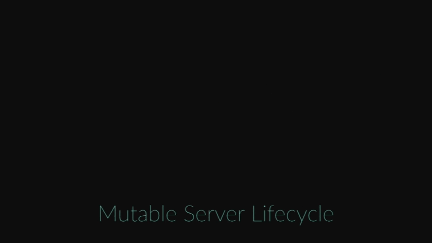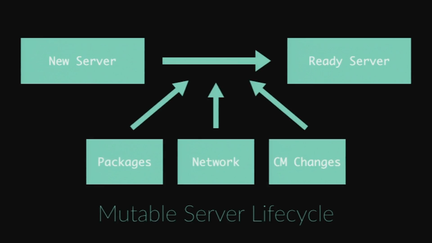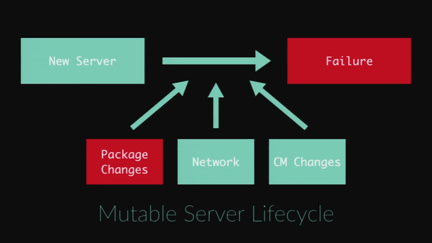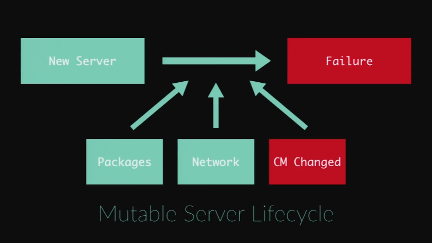But if we talk about the mutable server lifecycle, we have our new server and our ready state that we want to get to, but there are so many things in between that can change: packages, networking, configuration management changes. What happens if a new package version comes out? Well, we have a failure. What happens if the network's unreliable and for some reason apt couldn't download the package in the right amount of time? Or the network is reliable but so slow that it takes hours to provision a machine? Or what if configuration management had a bad change checked in and now we have 500 servers that are slightly different and all need to be reprovisioned? Those all lead to failures.